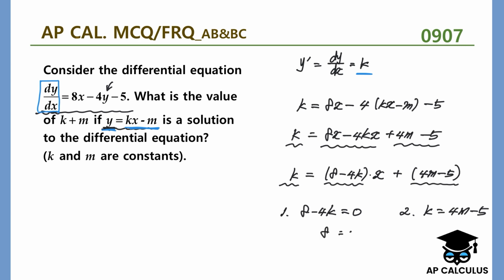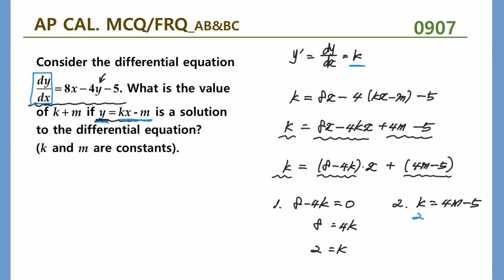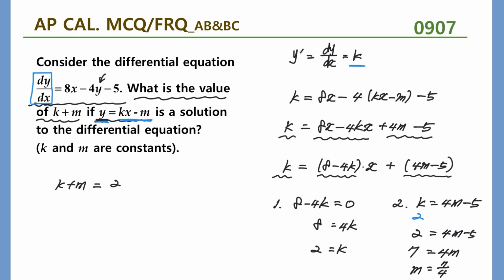So 8 is equal to 4k, then k is equal to 2, right? Now substitute 2 for k here, and then we have 2 is equal to 4m minus 5, 7 is equal to 4m, so m is equal to 7 over 4, right? So finally, what is the value of k plus m? K plus m is equal to 2 plus 7 over 4. Since 2 is 8 over 4, k plus m is equal to 15 over 4. That's our answer, right?